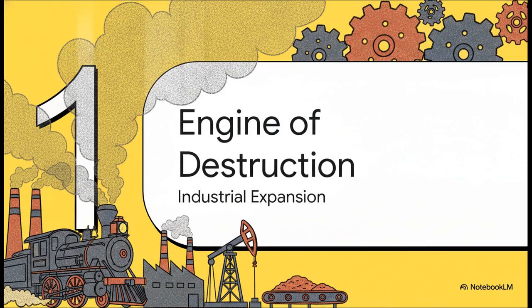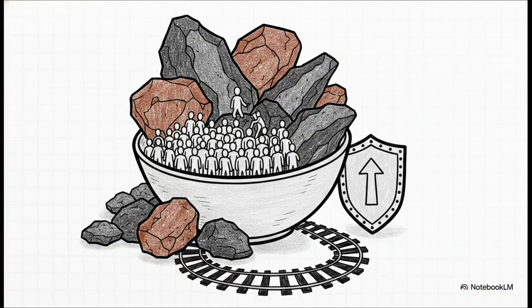Section 1. The Engine of Destruction. So how did this new world actually get constructed? Well, picture America right after the Civil War. It was perfectly positioned for just an absolute explosion of growth. One observer at the time described the country as a gigantic bowl filled with treasure. And honestly, they hit the nail on the head.